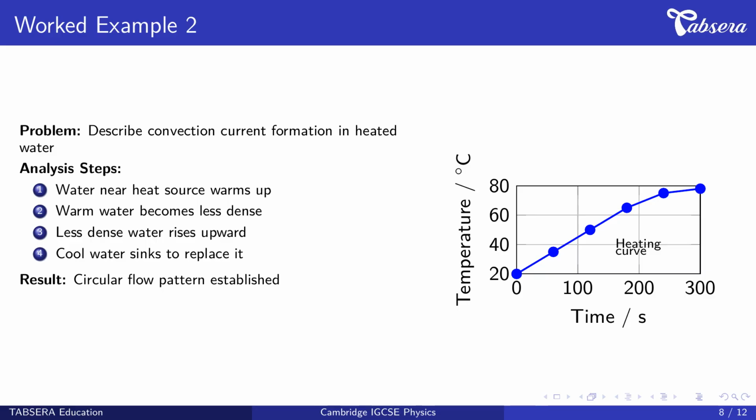Fourth, cool water sinks to replace it. Gravity pulls the denser cool water down to fill the space. The result is a circular flow pattern that continues as long as heating continues. The graph shows how temperature increases over time during heating, with the rate of increase slowing as convection becomes established and heat distribution becomes more uniform.